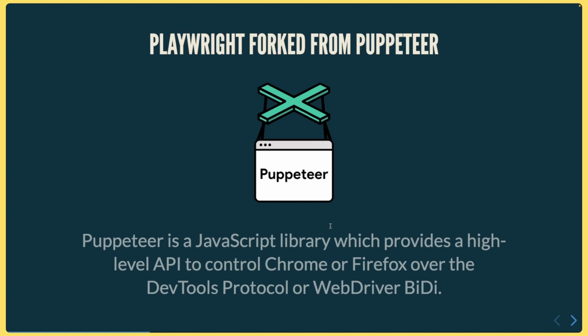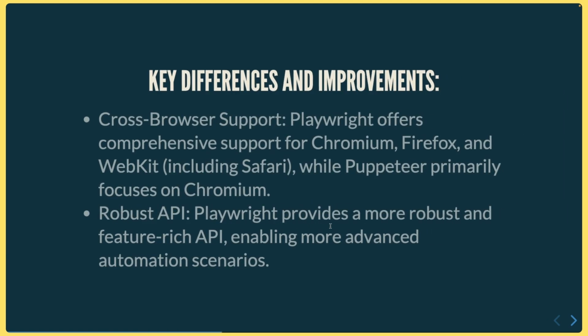Let's explore them. Regarding cross-browser support, Playwright offers support for multiple browsers such as Chromium, Firefox, and WebKit. In terms of its API, Playwright provides a more robust and feature-rich API, enabling more advanced automation scenarios. In terms of performance and reliability, Playwright is generally faster and more reliable, especially for complex automation tasks.